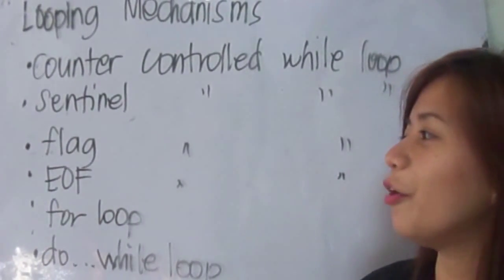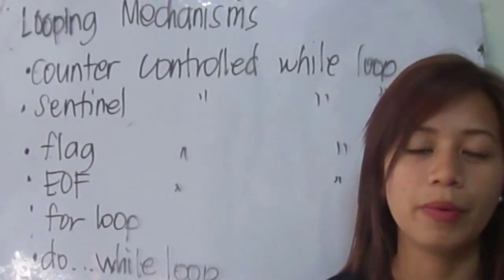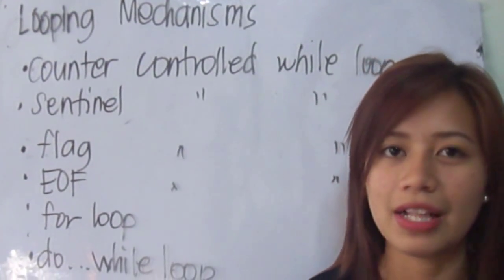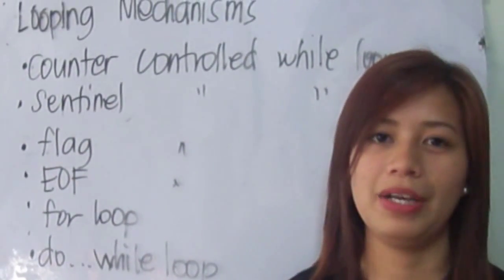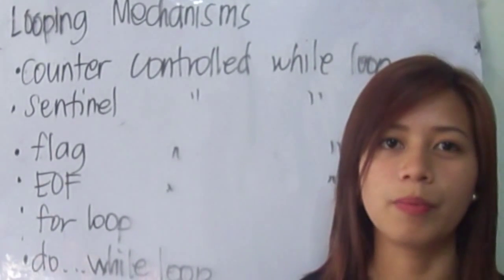The next one is the EOF, or end-of-file controlled while loop. It is used when the input is from files. The other one is the for loop. It is a specialized form of while loop.